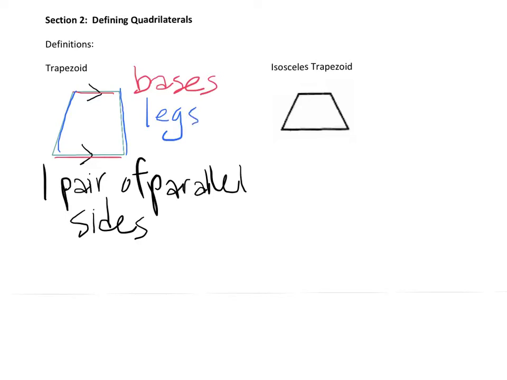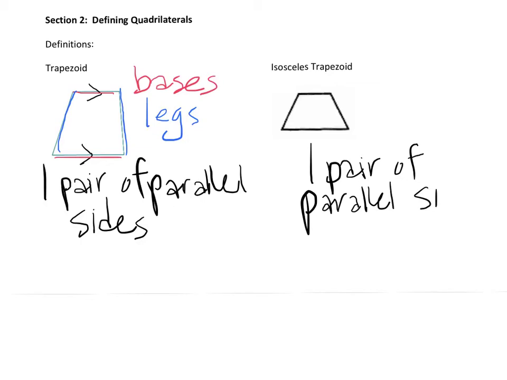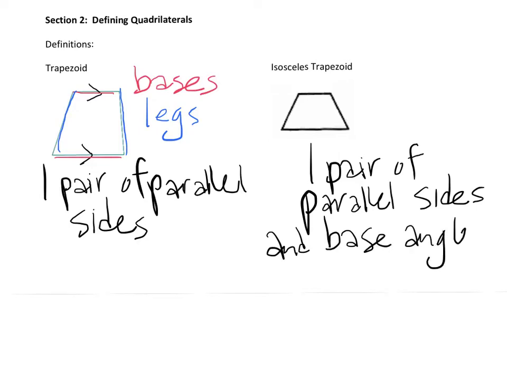So that'll come in handy when we're looking at the isosceles trapezoid, which is obviously a more specific kind of trapezoid. And what we know about isosceles trapezoids is that they also have one pair of parallel sides, and we know the base angles are equal, and legs are equal.